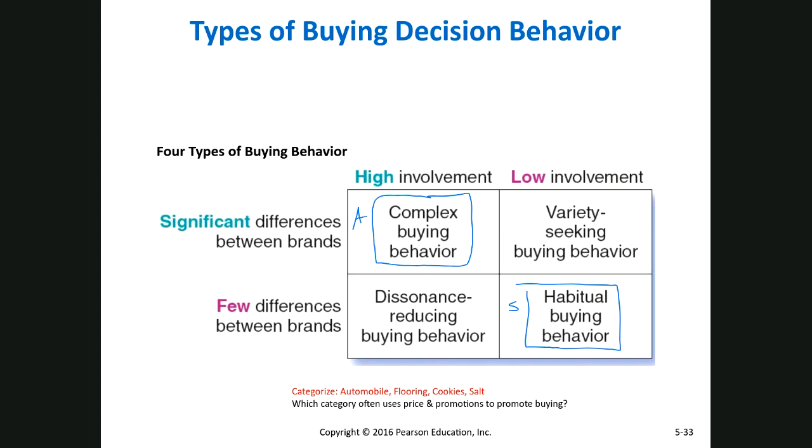This would be cookies. Variety seeking buying behavior. Hardly anybody buys the same cookies every week at the grocery store. There's a lot of brand switching and things like that go on. So that's going to be low involvement with significant differences between brands. And then I'm going to put flooring down here.